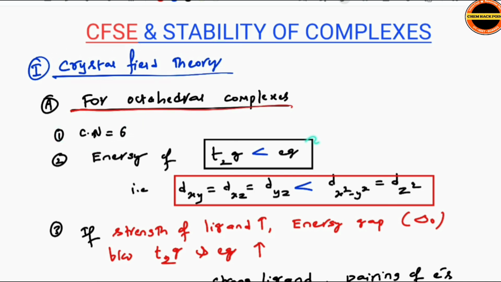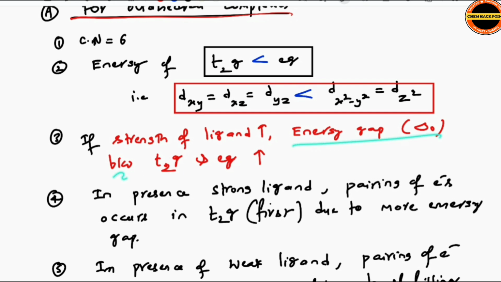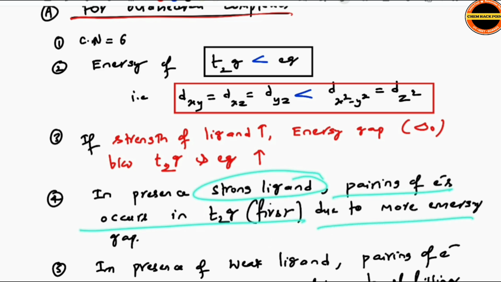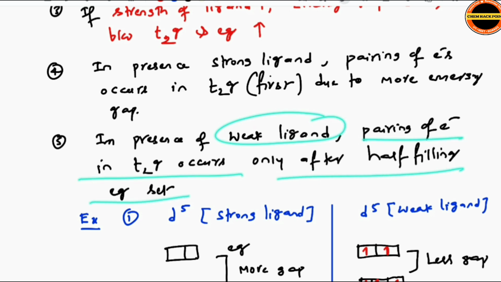In this case, energy of eg orbitals is greater than t2g orbitals. eg orbitals 2, t2g orbitals 3 here. If strength of ligand increases, energy gap between t2g and eg increases. In presence of strong ligand, pairing of electrons occurs in t2g first due to more energy gap. In presence of weak ligand, pairing of electrons in t2g occurs only after half filling eg set.